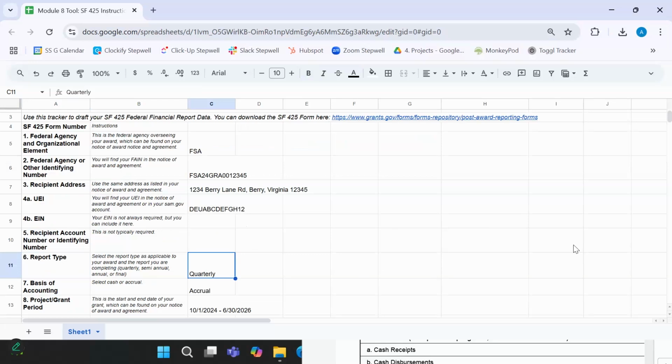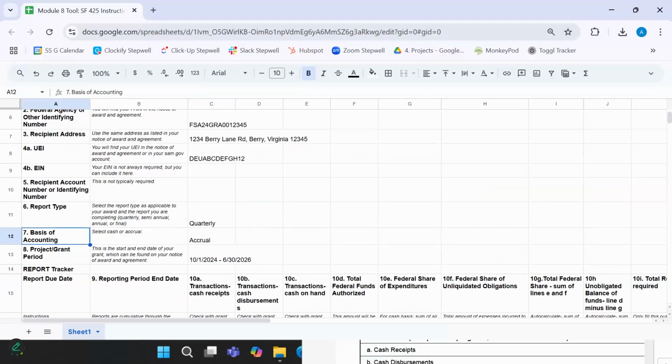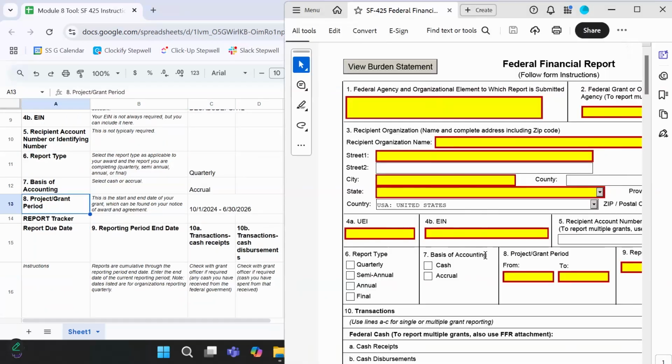Box 7 is the basis of accounting. This is how your organization does accounting with your books. You can select cash or accrual. Box 8 is your project grant period. This is the start and end date of your grant, which can be found on your notice agreement. The information in boxes 1 through 8 will be the same for every report, except for box 6, when you submit your final financial report.